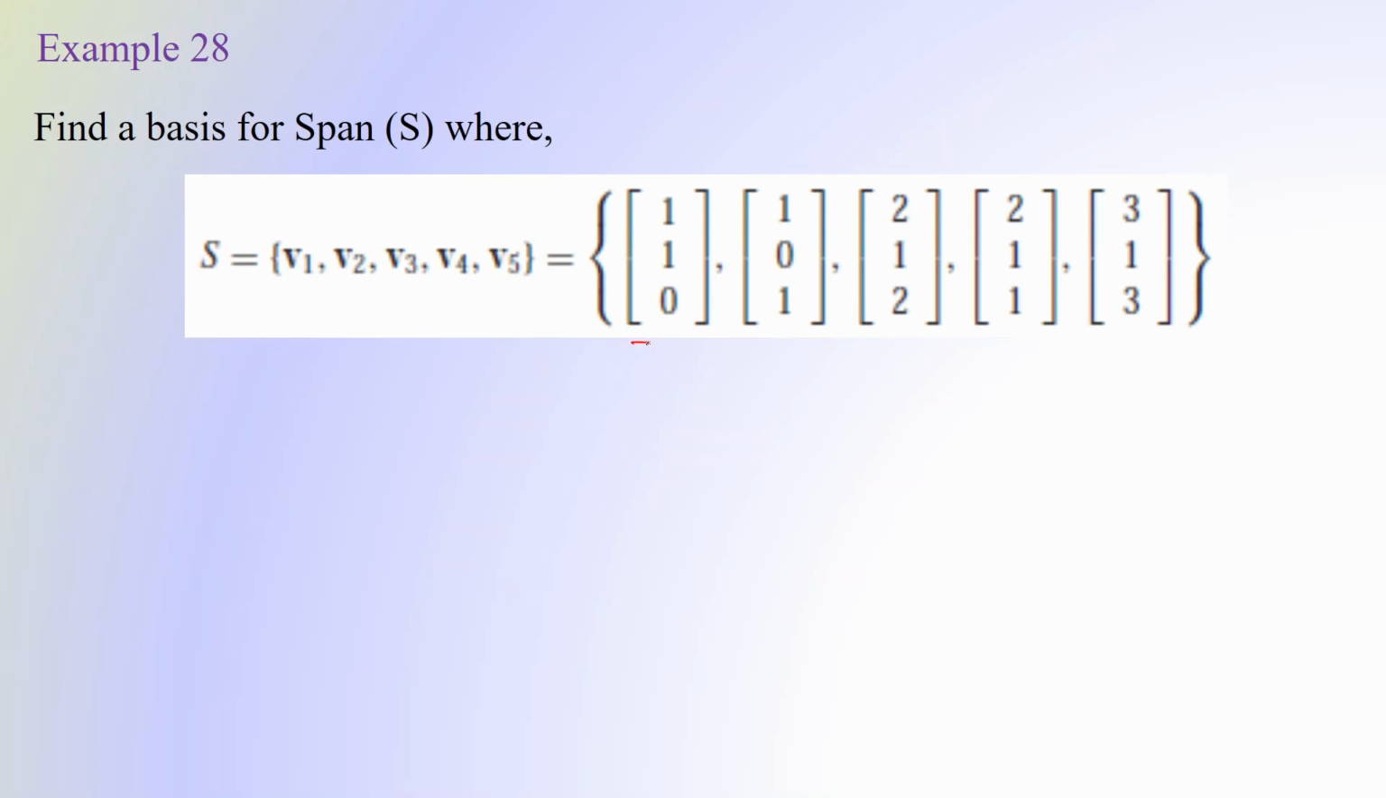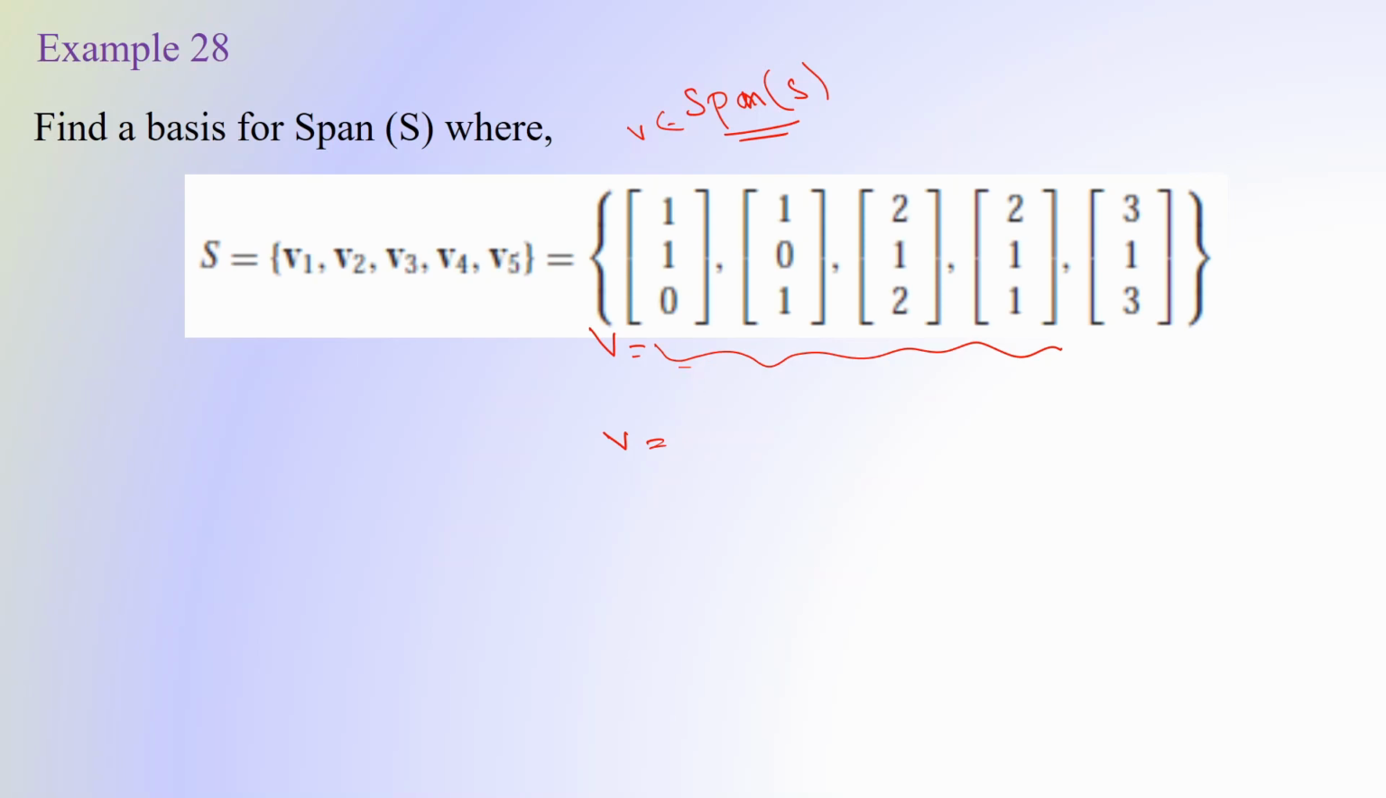Now suppose we are given a collection of vectors, a set. We want to find a basis for span S, where S is given by this. So what can we do? We want to find a basis for span S. Now you know that any vector V in the span of S is a linear combination of this set.